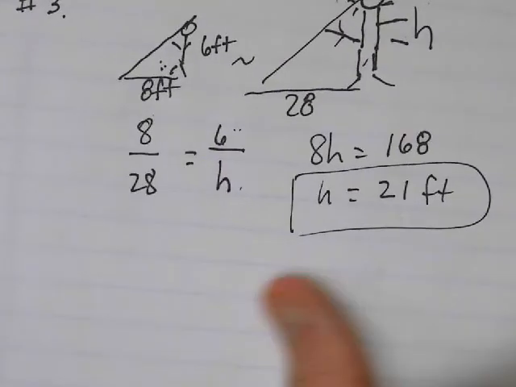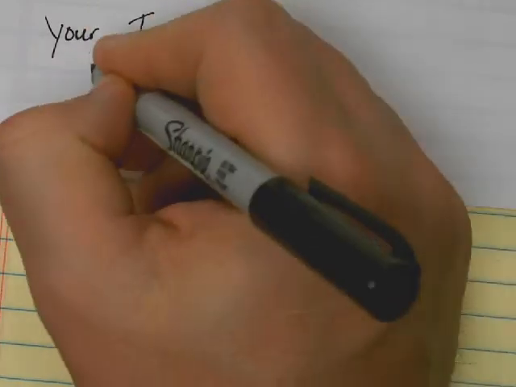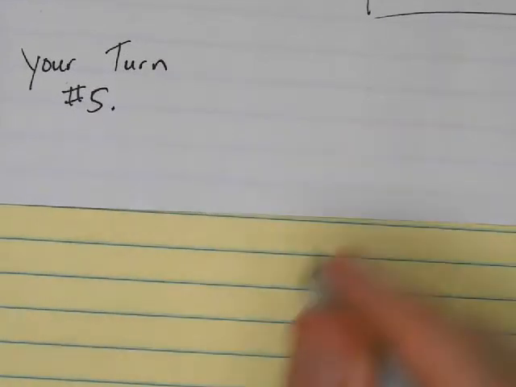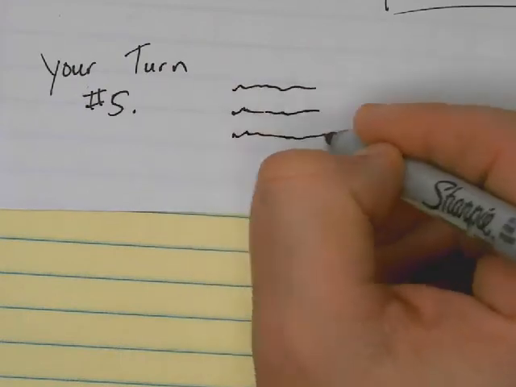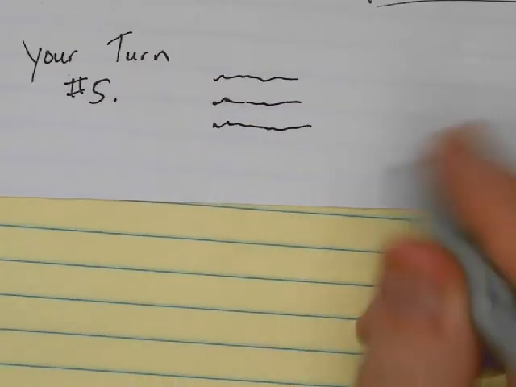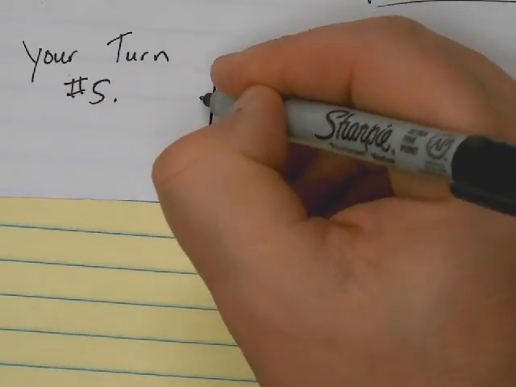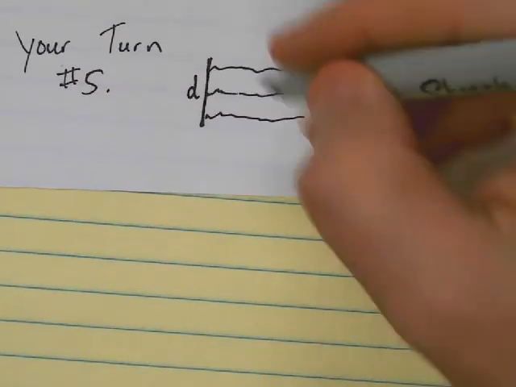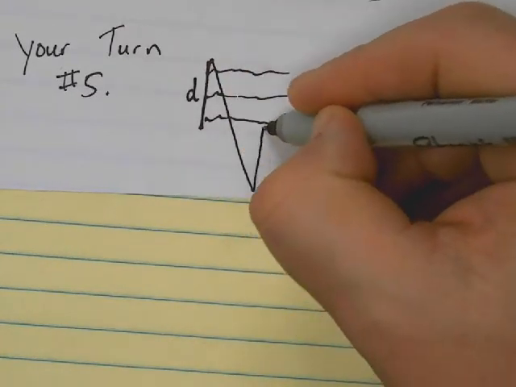Let's do another one. One more. This is your turn, number 5. Your turn, number 5. On the next page. So we've got a river. We've got a river, and we're trying to find the distance across the river. We're going to call that D. So you got to look at the picture. That's the distance across the river. And then we've got two triangles created.